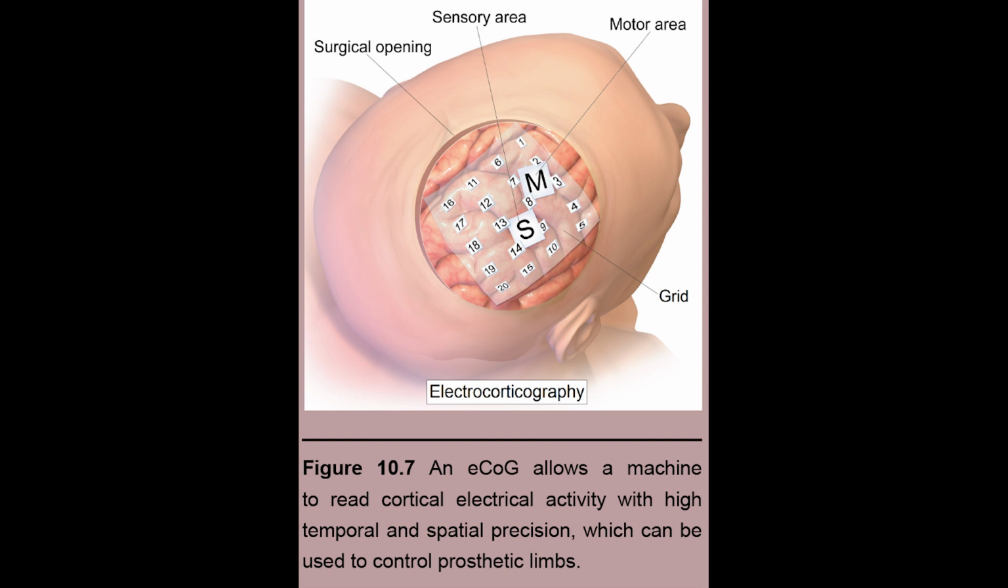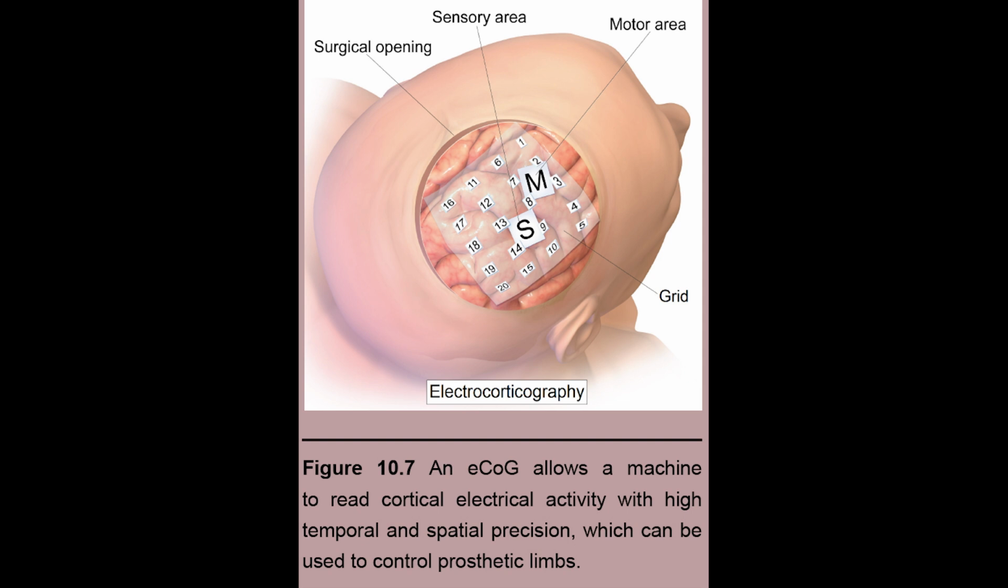Sidebar: prosthetic limbs. If activation of specific neurons can produce muscle activity, then decoding these descending signals could be used to help amputees control their prosthetic limbs. This technology is called a brain-machine interface.